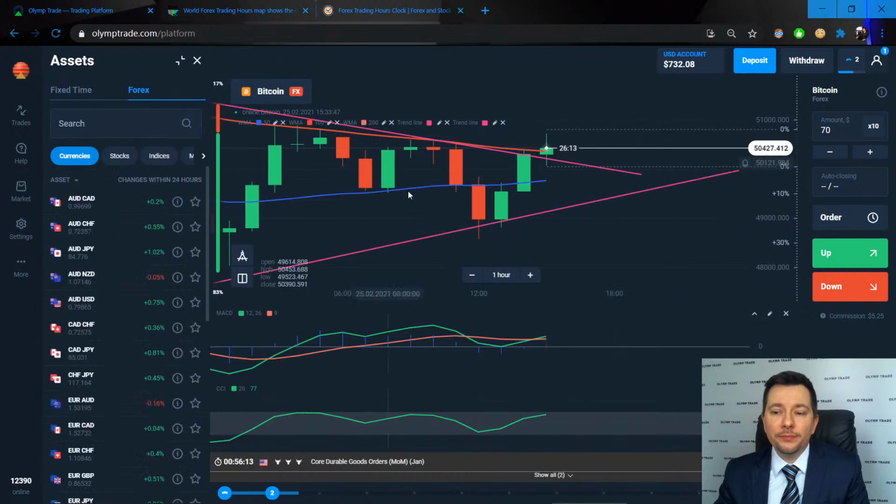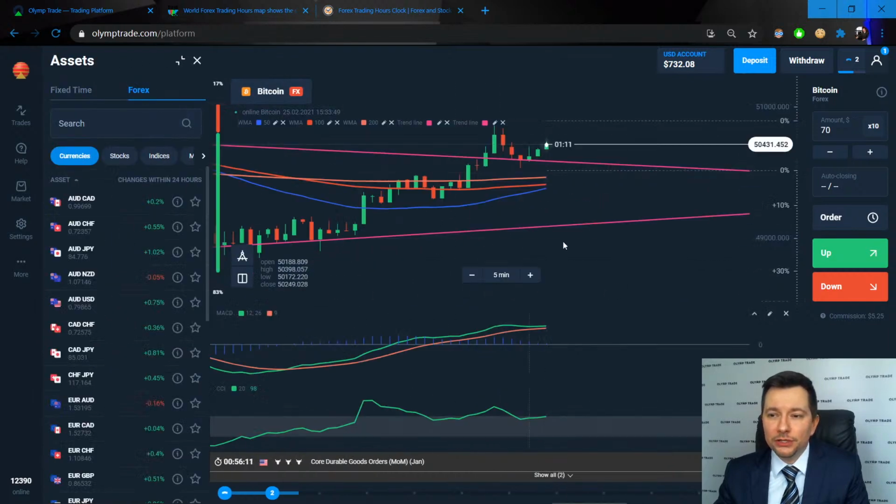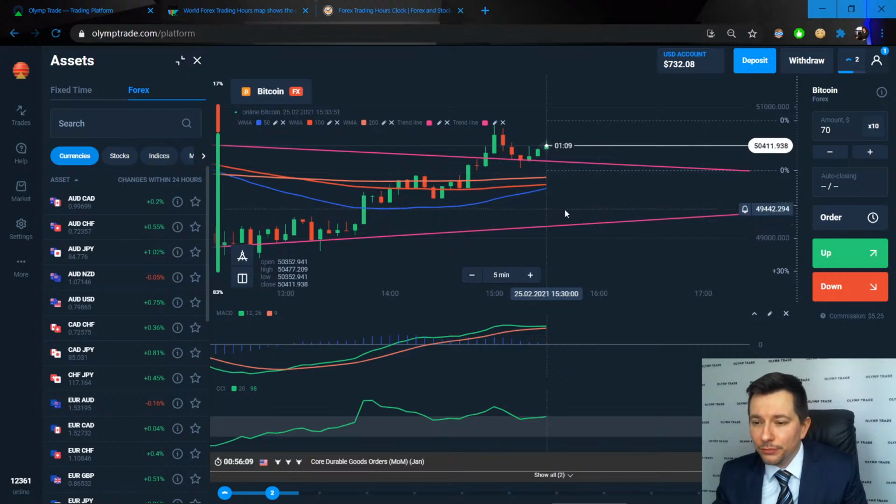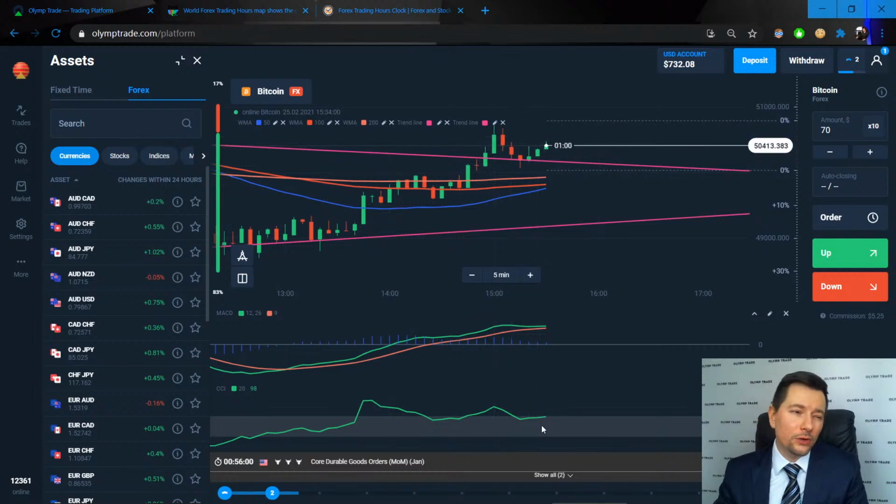I'm going to go ahead and drop down to the 5-minute chart. Let's see if I can catch some short-term moves. So I don't like this, guys. Have a look. We're going up higher here, but the histogram is dropping lower and the CCI is dropping lower. So not really a trade I want to take right now.